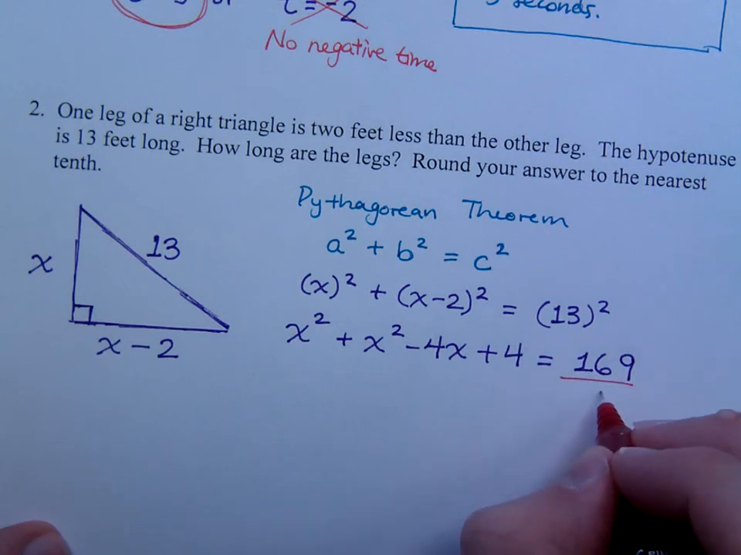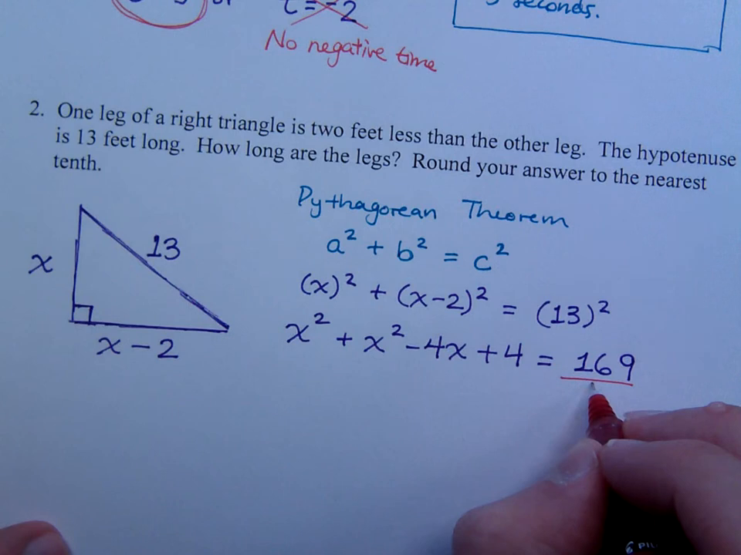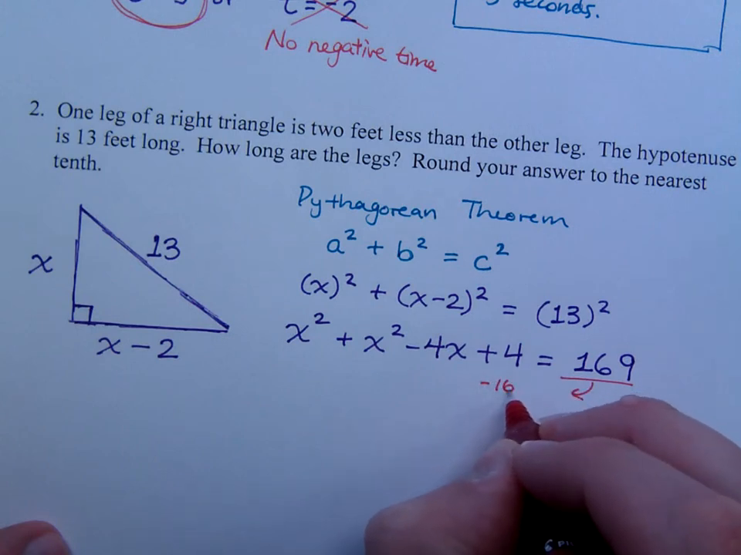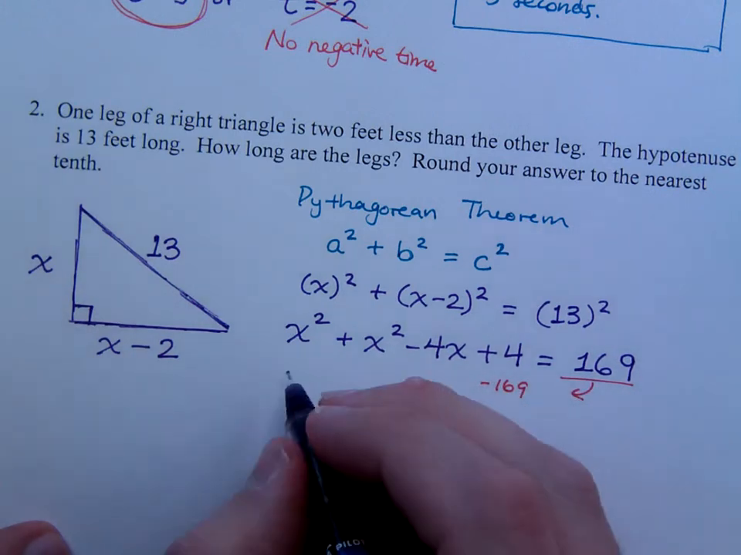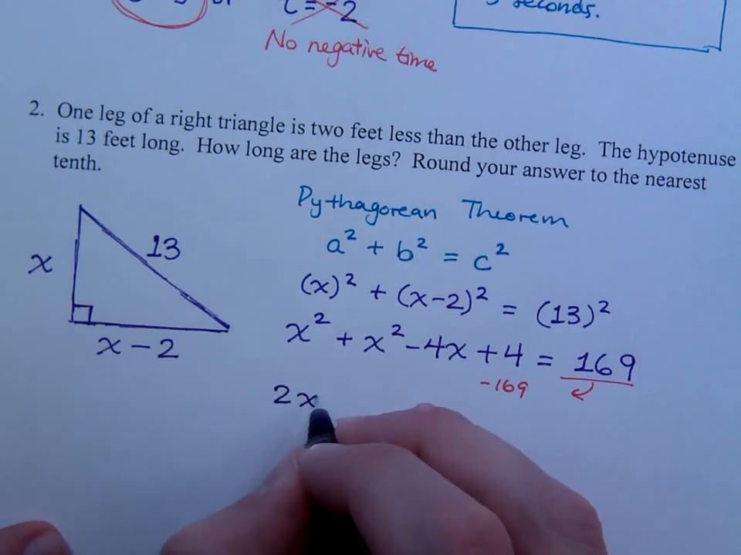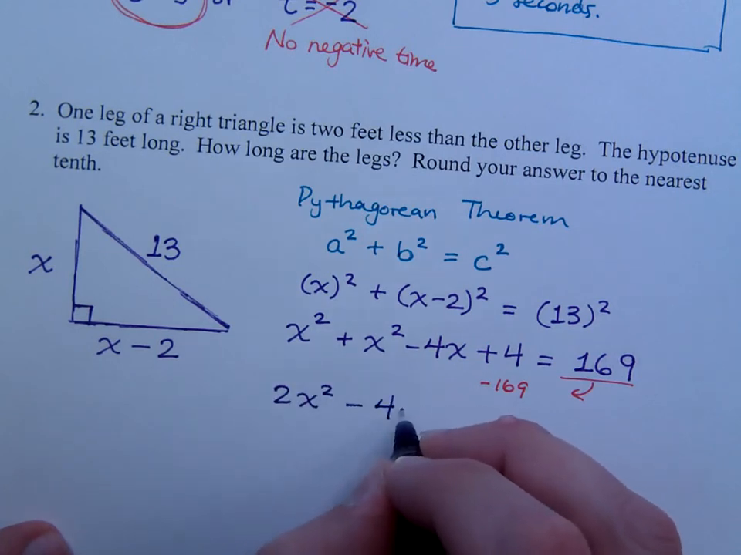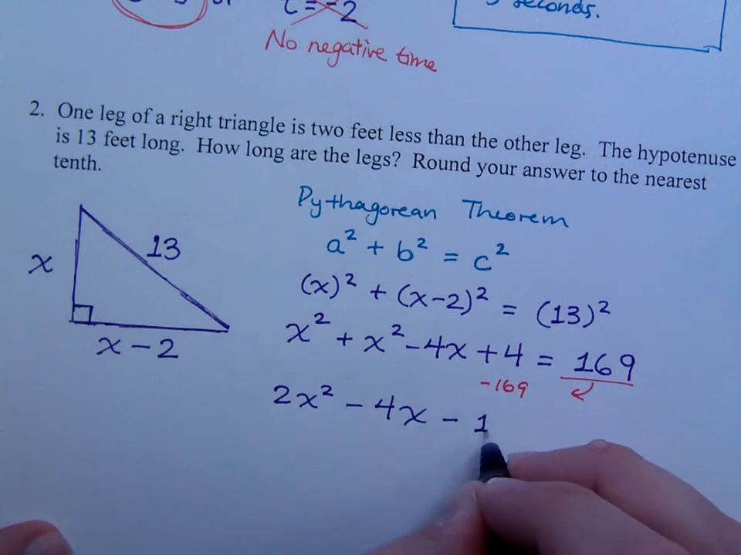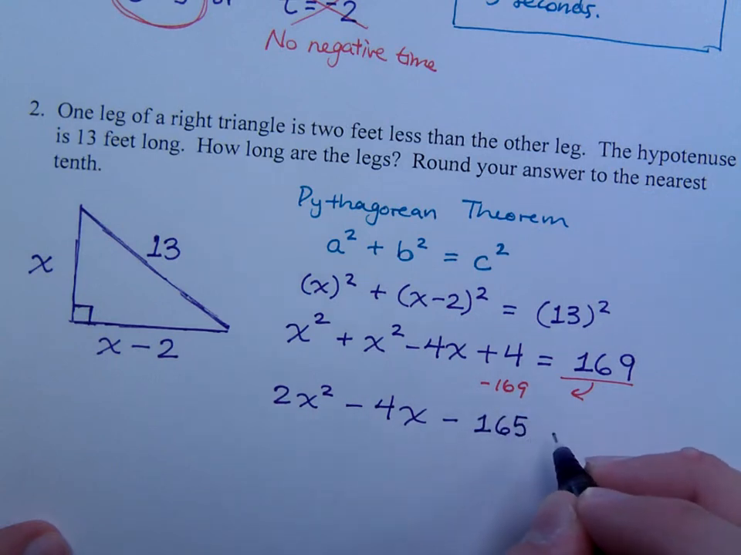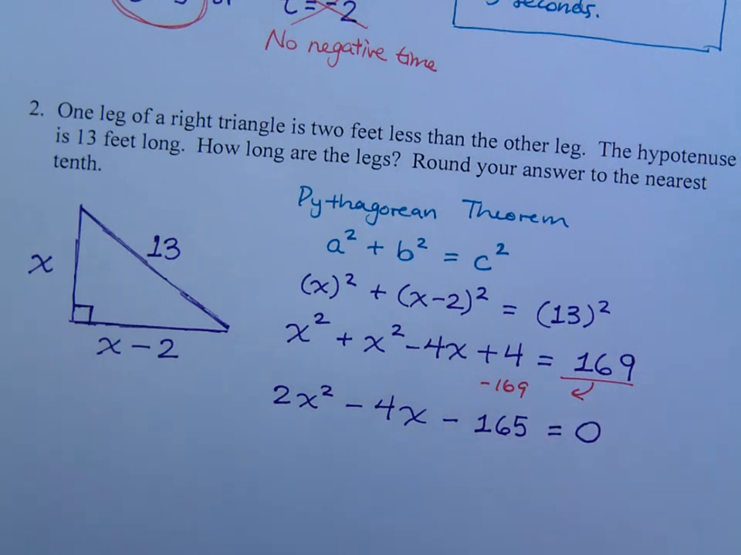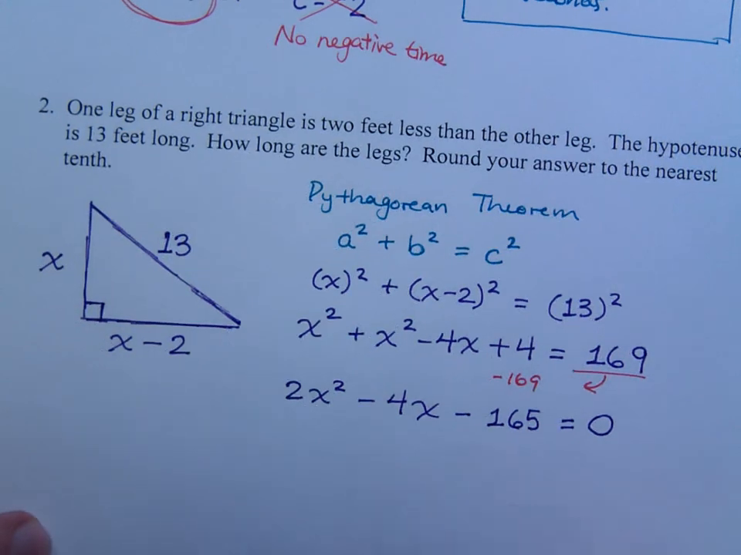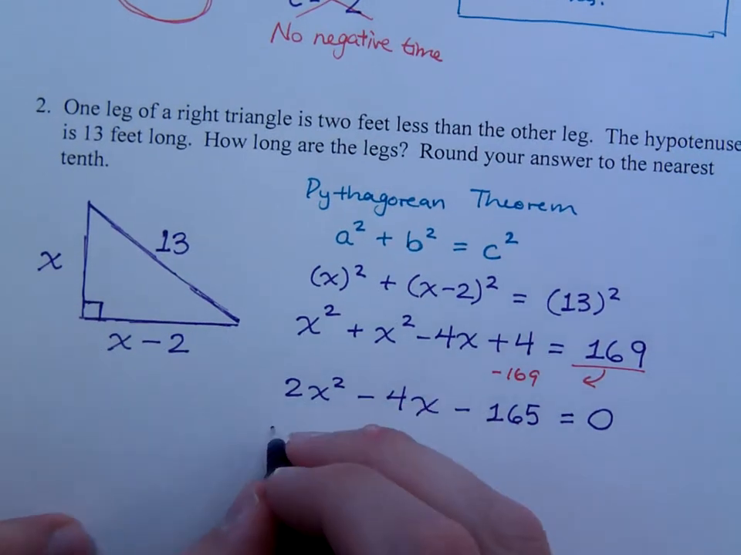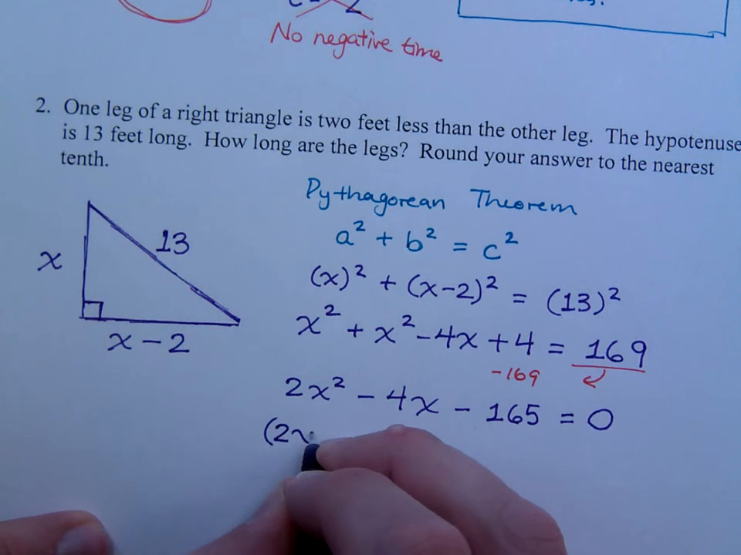If I take this 169 and move it over to the left, so it's going to give me a negative 169. Let's see what happens here. That gives me 2x squared minus 4x minus 165 is equal to 0. Well, I sure hope this factors. If not, we're going to be in big trouble. Well, if it does factor, we at least have this going for us, that the 2x squared has to be 2x times x.